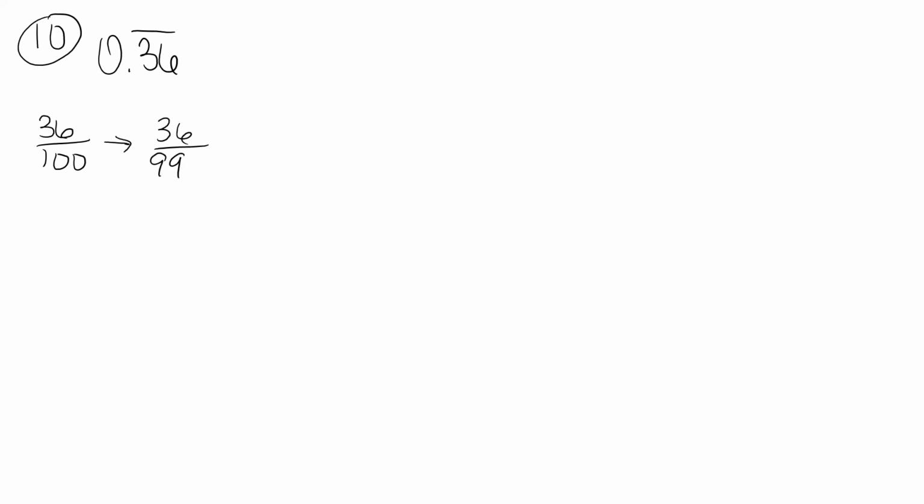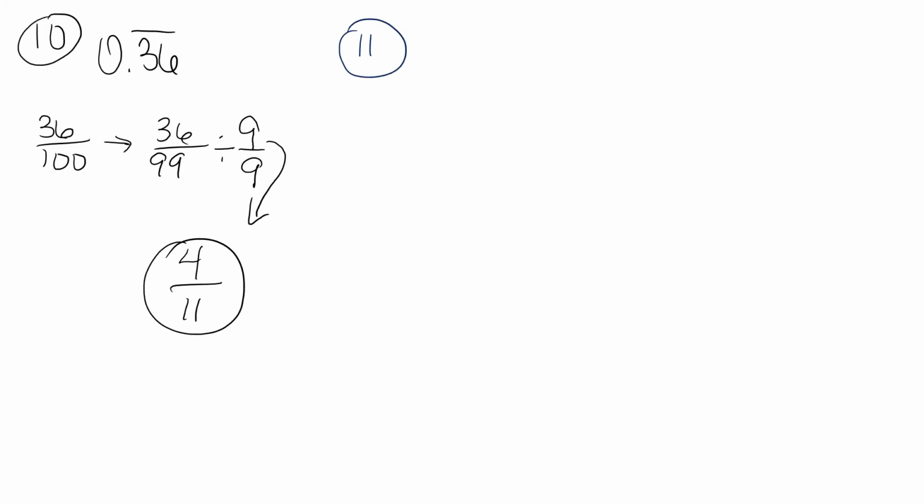Number 10, 0.36. The line is over the 3 and the 6, so the 36 is repeating. So in these cases, remember the 6 is in the hundredths place, so instead of having it 36 over 100, since it's repeating, we're going to put 36 over 99, and then we're ready to reduce. We can reduce by dividing the top and bottom by 9, and that's going to give me 4 over 11, which is in simplest form.